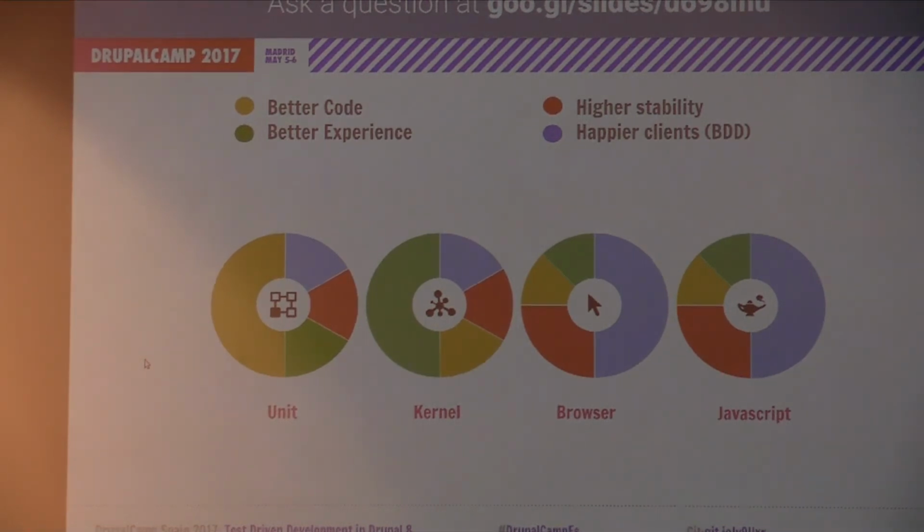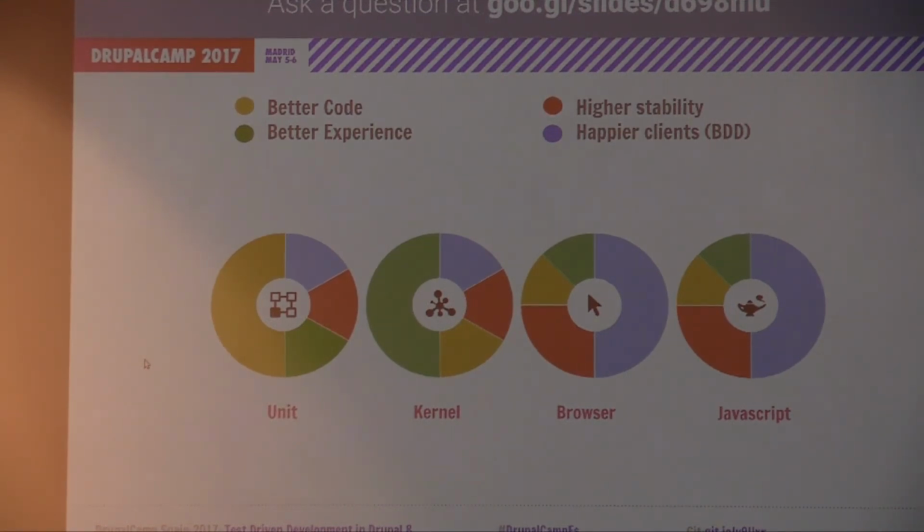Just before I play the game, and it will all become clear what we've tried to do here, I just want to go over why you would test. You have unit test, kernel test, browser test, JavaScript test, and your objectives with testing are always to write better code, get a better experience as a developer, create an application that is more stable, and to have just happier clients.